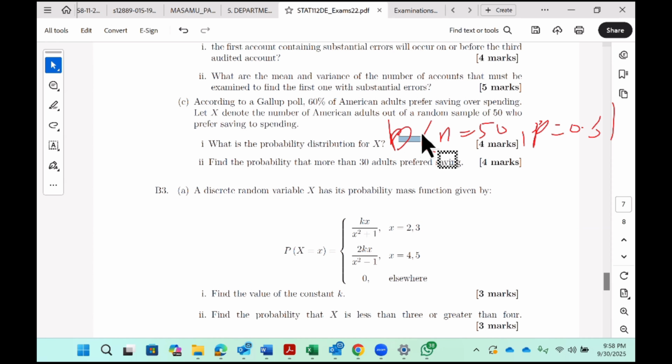Then find the probability that more than 30 adults prefer savings. So we have to find the probability that X is greater than 30. If you think it's too big, you can use the approximation to be able to do that. Then that brings us to the end of B2.